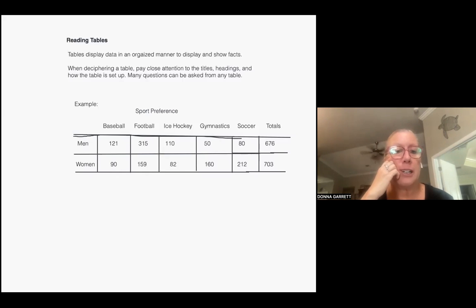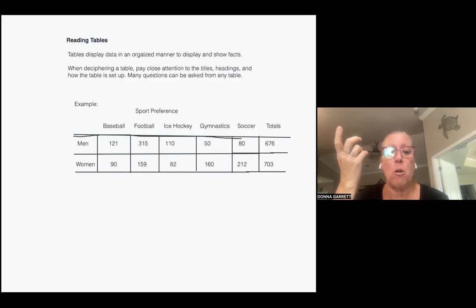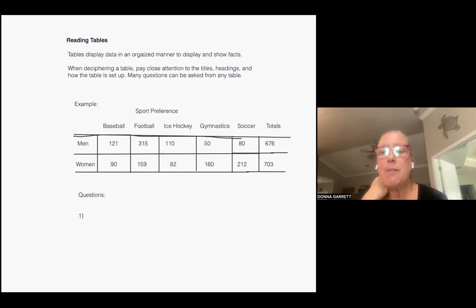Okay, awesome, Joshua. Okay, so men: baseball 121, football 315, ice hockey 110, gymnastics 50, soccer 80, and the total of men is 676. And then women: baseball is 90, football is 159, ice hockey is 82, gymnastics is 160, soccer is 212, and the women total is 703, if that helps, hopefully.